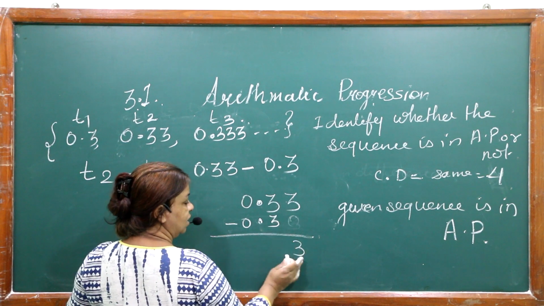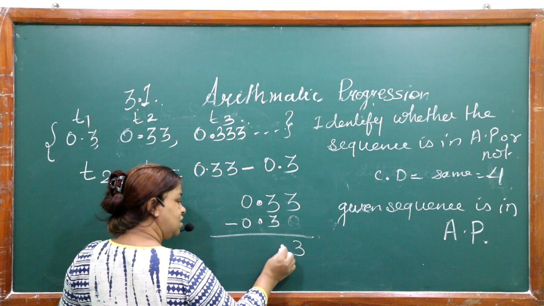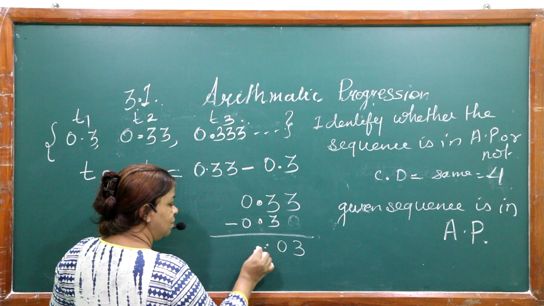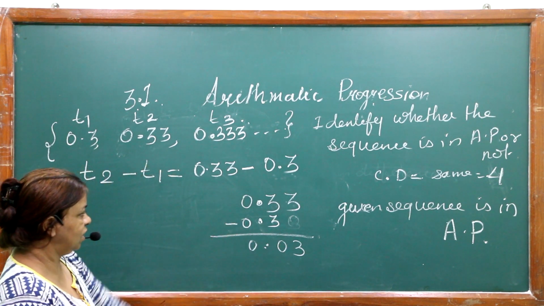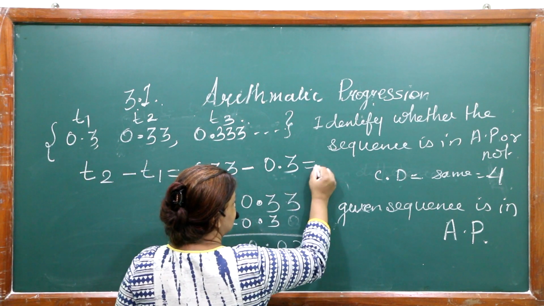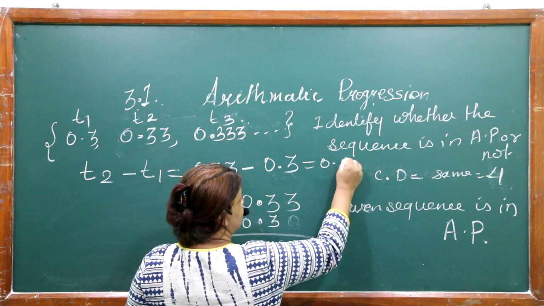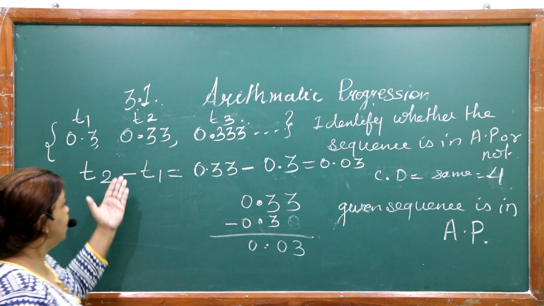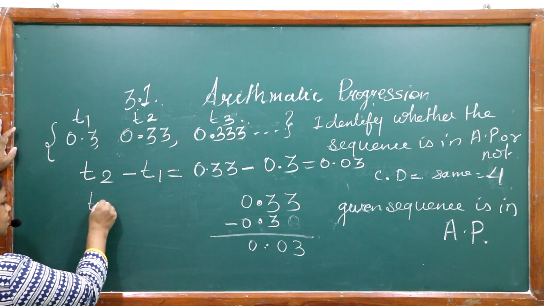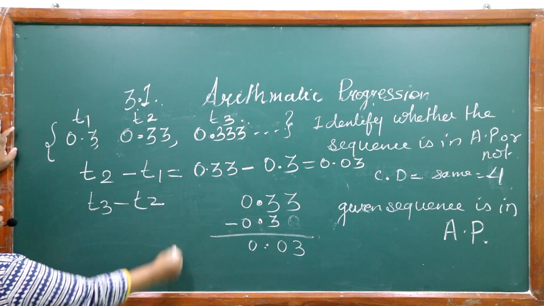3 minus 0 is 3. 3 minus 3 is 0. Point below will come point. 0.03. So the common difference is 0.03. Now the next one is T3 minus T2.